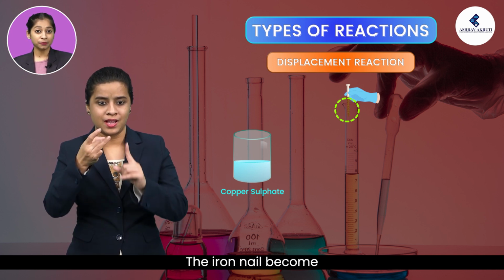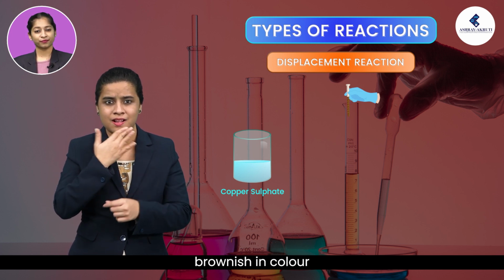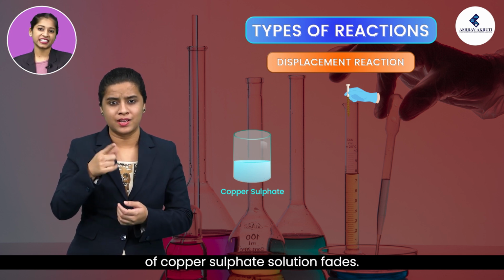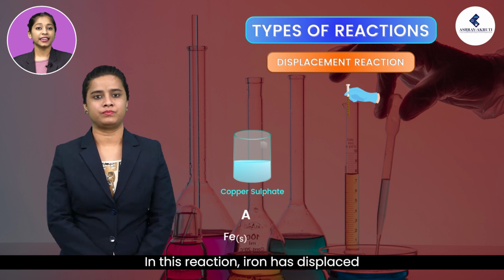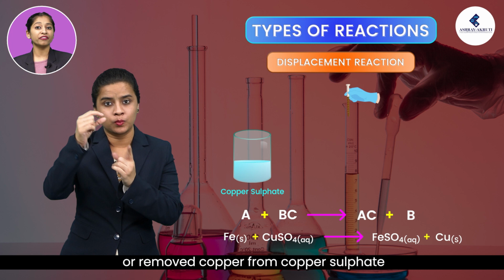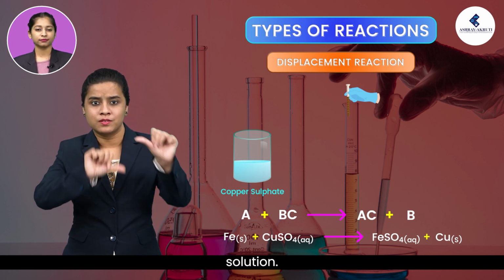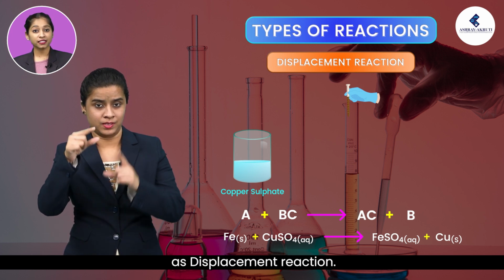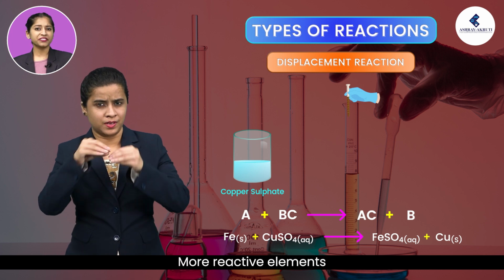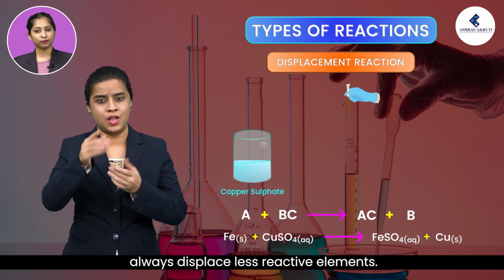The iron nail becomes brownish in color and the blue color of copper sulfate solution fades. In this reaction, iron has displaced or removed copper from copper sulfate solution. This reaction is known as displacement reaction. More reactive elements always displace less reactive elements.